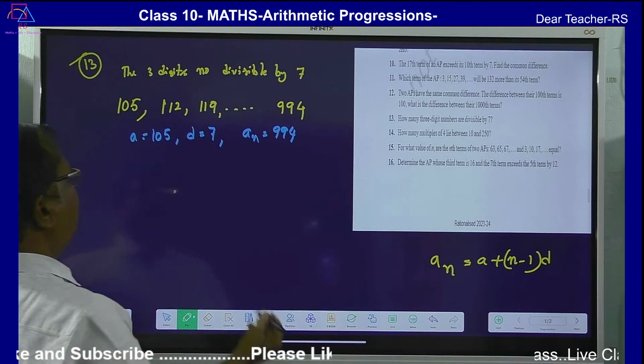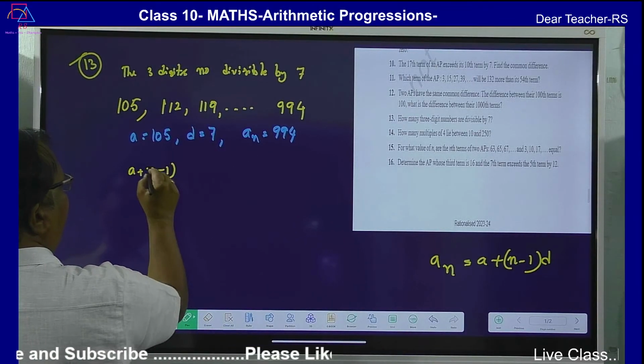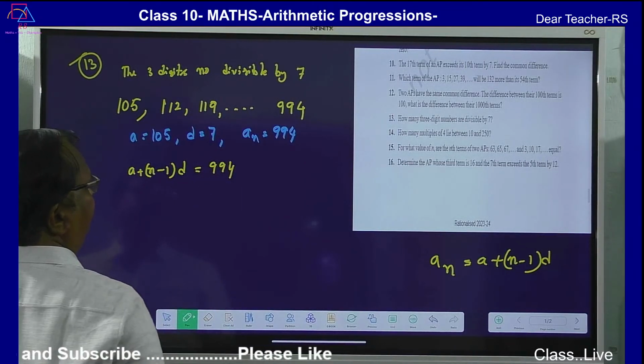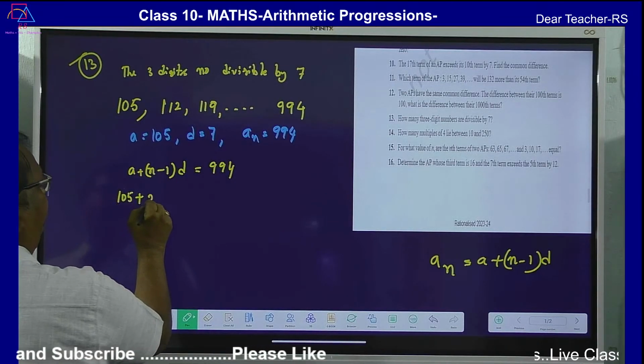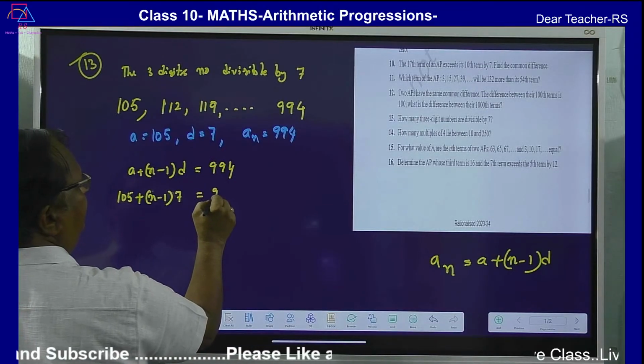Now let us substitute in this. A plus (n minus 1) into D is equal to 994. So A is equal to 105, D is equal to 7, and this is equal to 994.